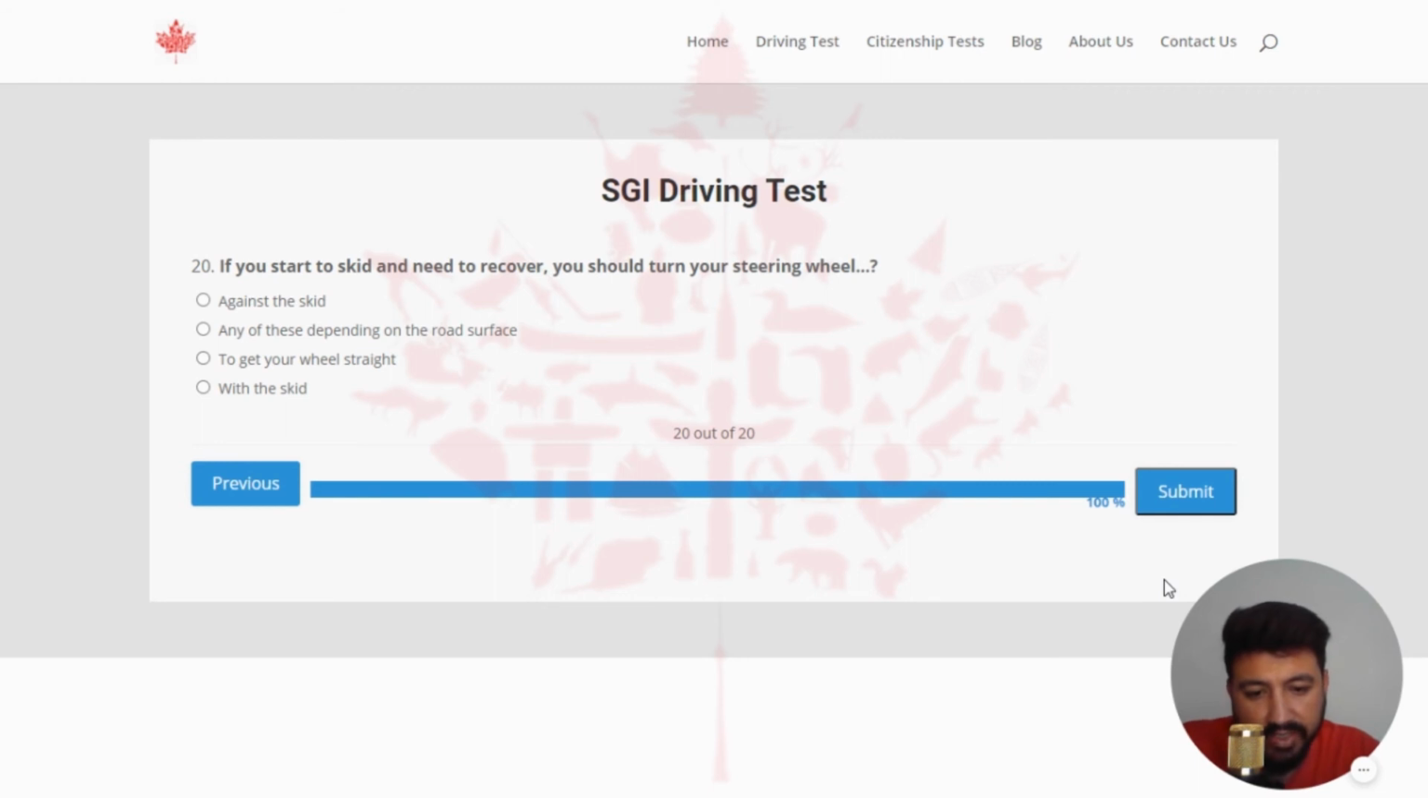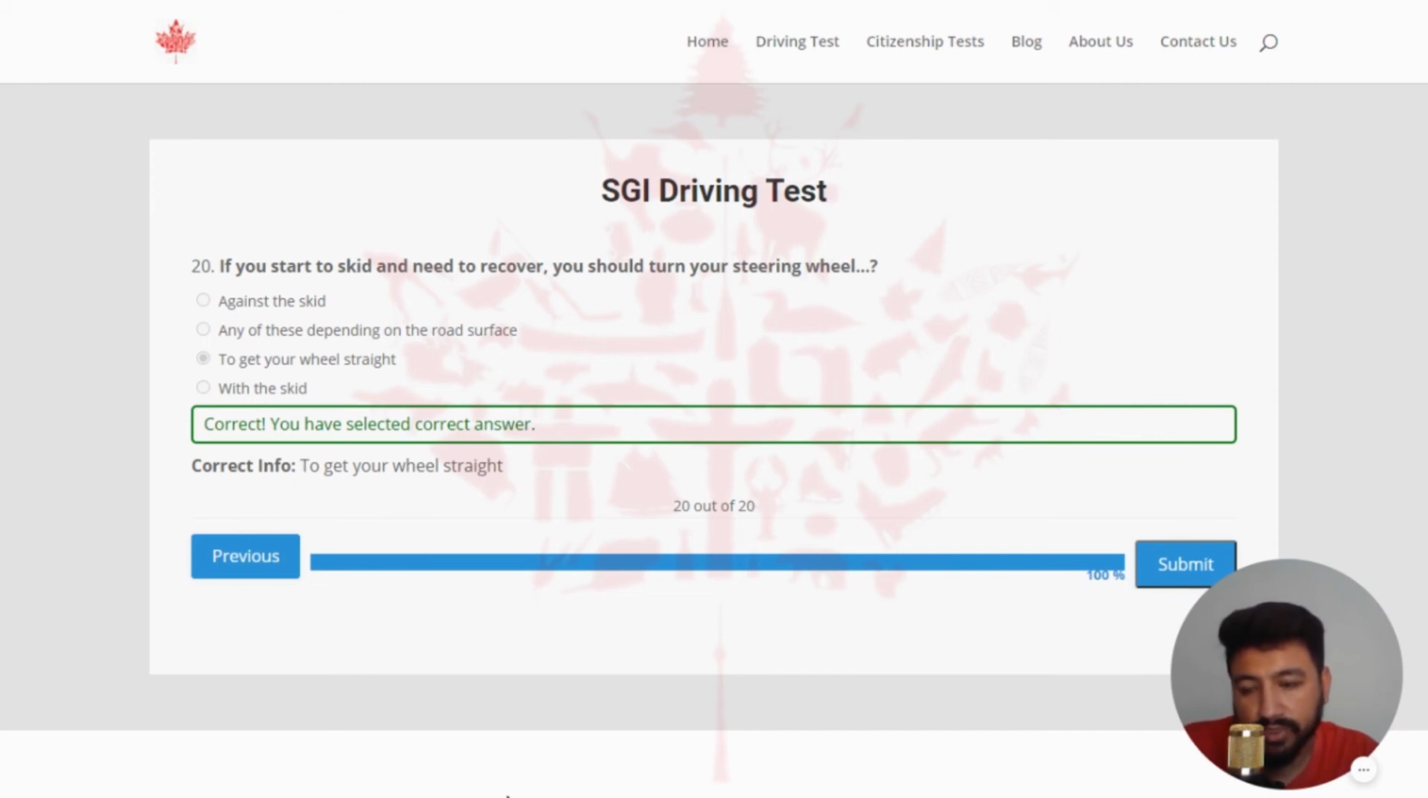The question is: if you start to skid and need to recover, you should turn your steering wheel. The right answer is to get your wheel straight. So I'm going to select the third one. This is the correct one. And this is the end of quiz number 3.